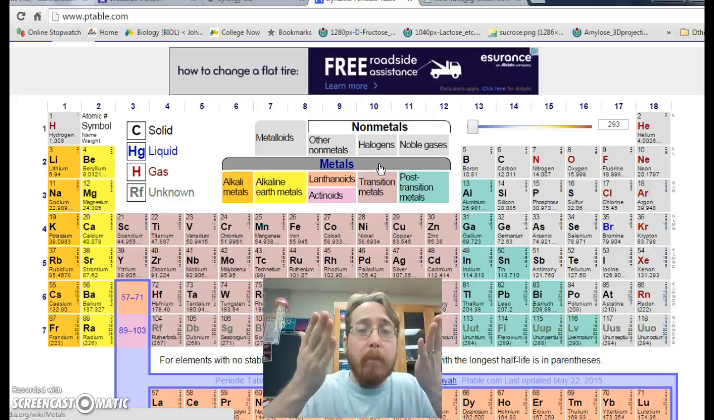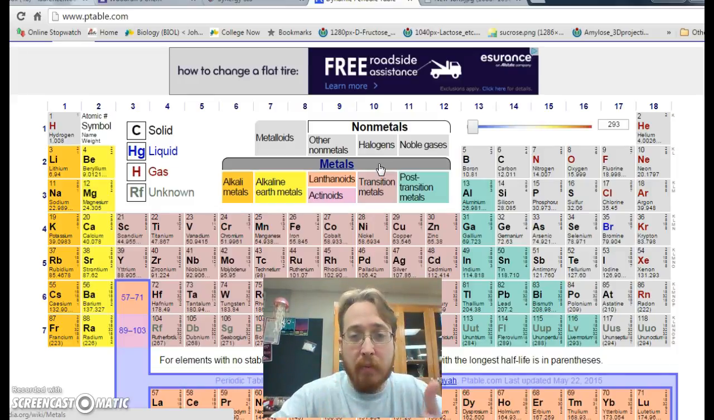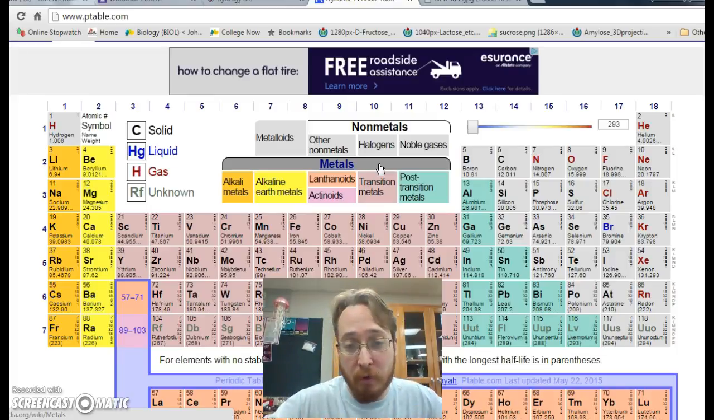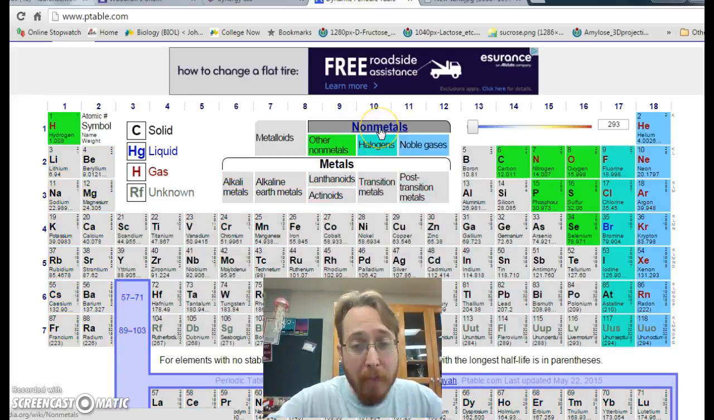And so low electronegative atoms, such as metals, tend to lose electrons, and they continue to lose until they get to a full valence shell. Non-metals tend to gain electrons, and they continue to gain until they get to a full valence shell.